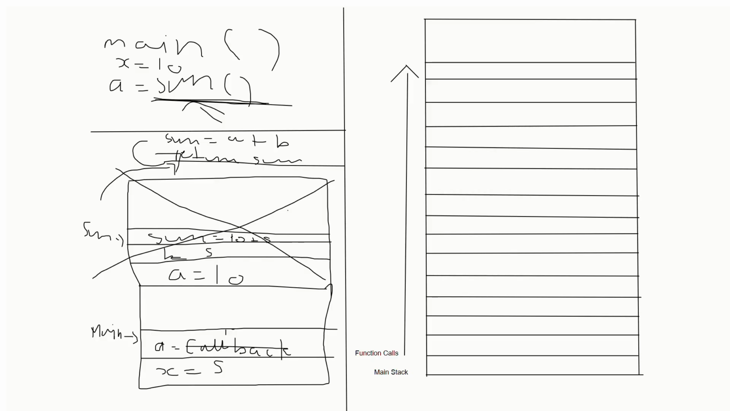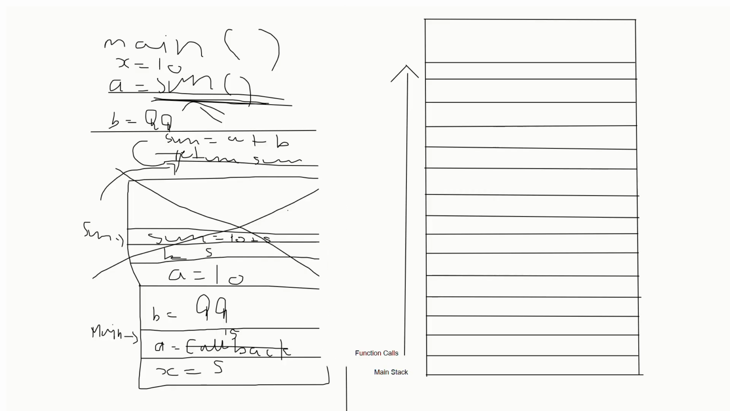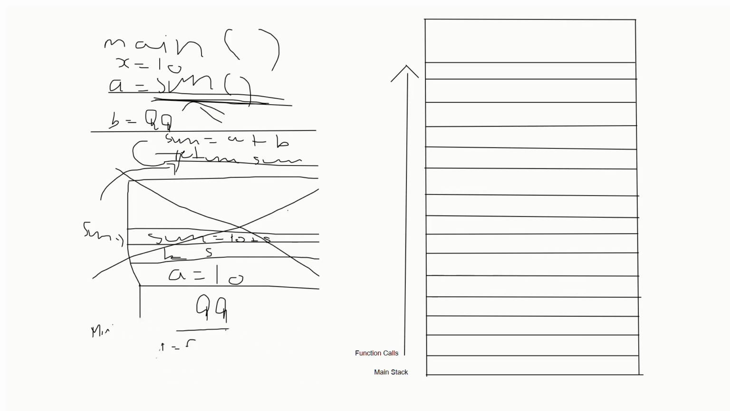All right, and then let's say, for example, we have over here b is equal to 99. Since this line has been done, it's gonna come down to 99, and in the main stack, since the sum stack has been destroyed, it's gonna store 99. All right, and then it's gonna continue going downwards. This is basically what happens when you call a function. Now we are gonna see this in regards to backtracking, so you guys can understand that as well.